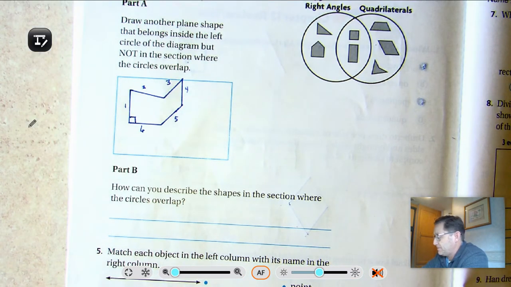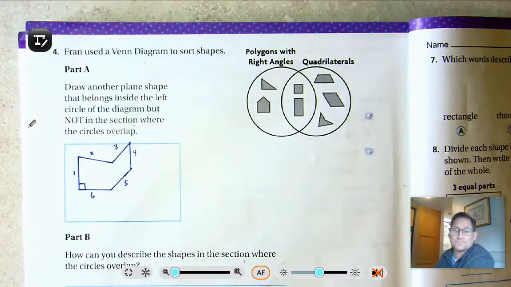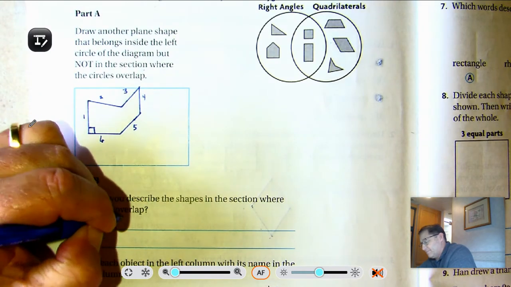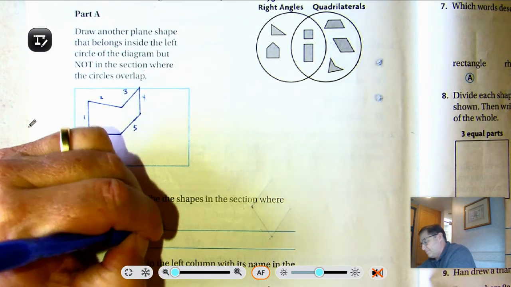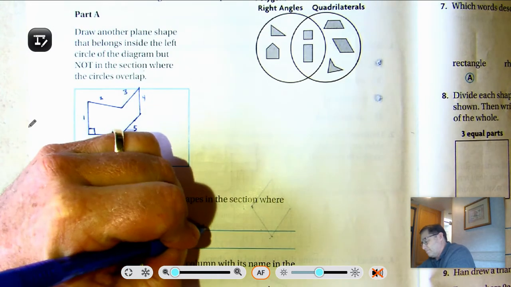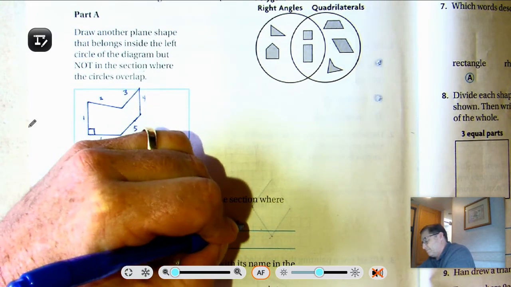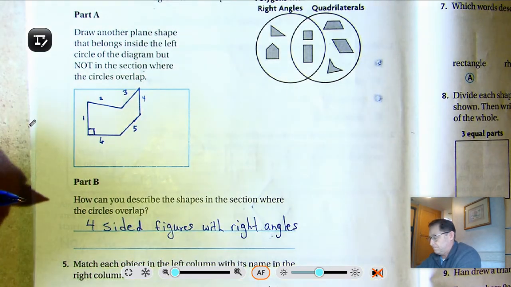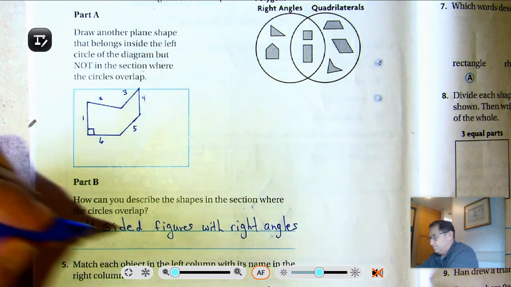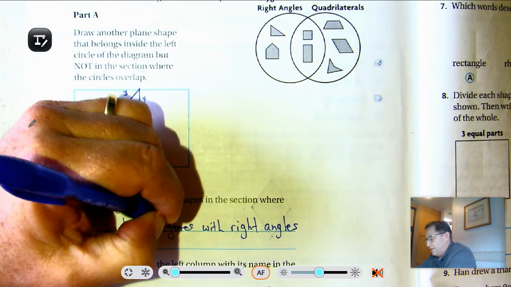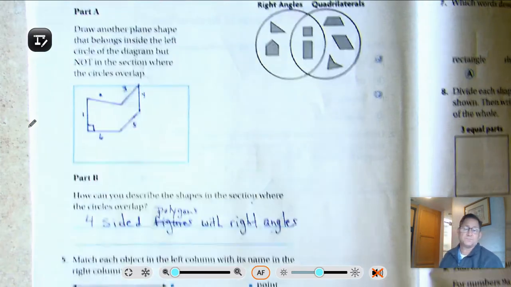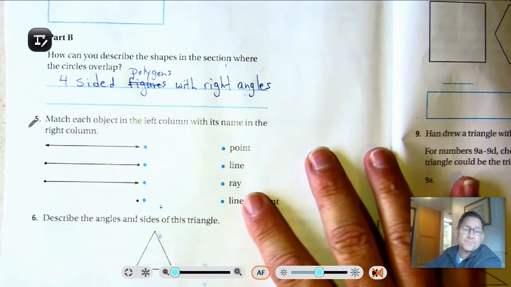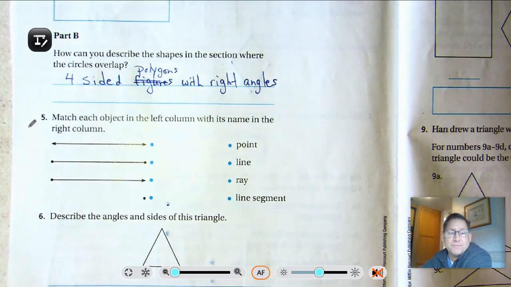How can you describe the shapes in the section where the circles overlap? Well, they're four-sided figures with right angles. Four-sided polygons with right angles. I could say quadrilaterals with right angles. That would also work.